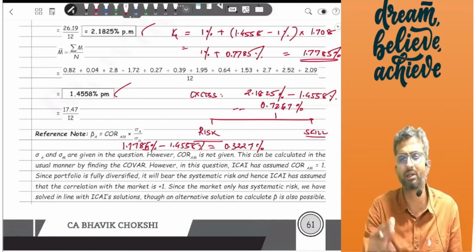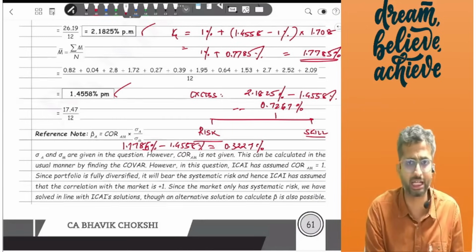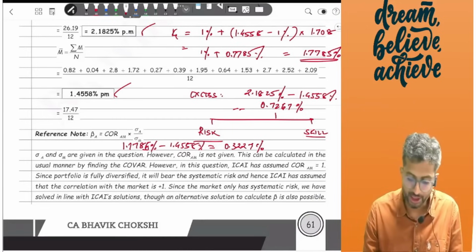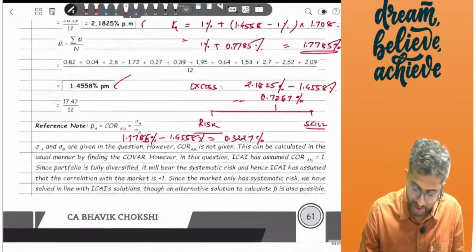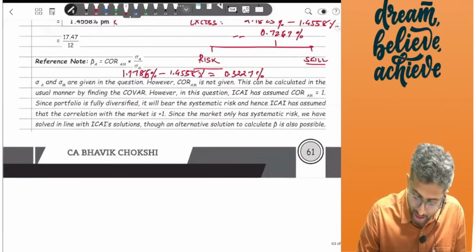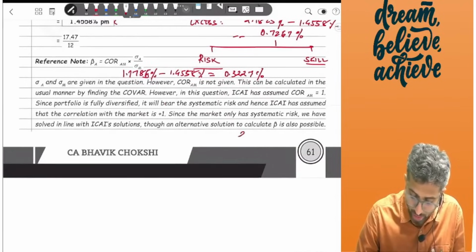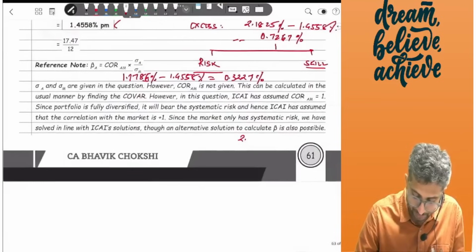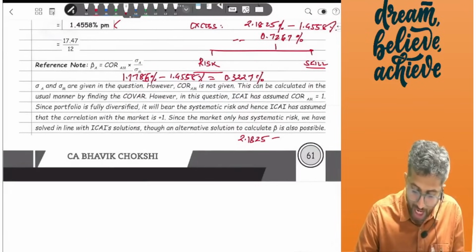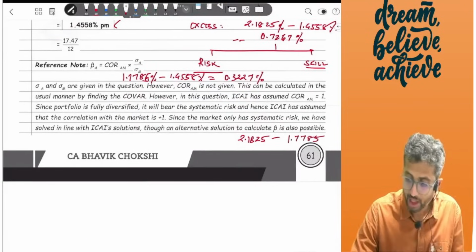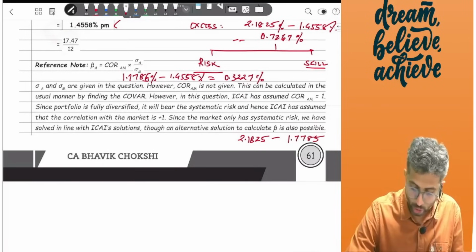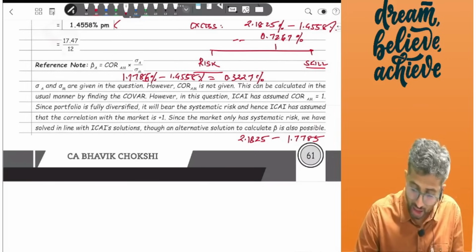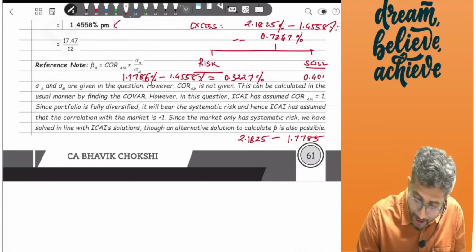Now a student might say that the balancing figure is attributable to skill. Technically yes. However, you can find the Jensen's alpha. What is Jensen's alpha? Jensen's alpha will say, what is your actual return? We will say 2.1825, and what is your required return based on the risk? 1.7785. So 2.1825 minus 1.7785, that is around 0.404.